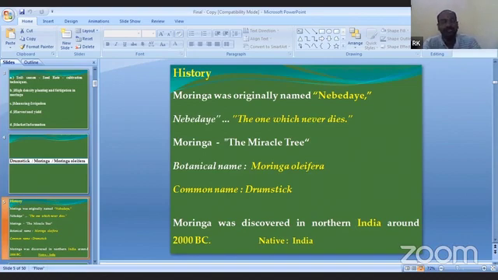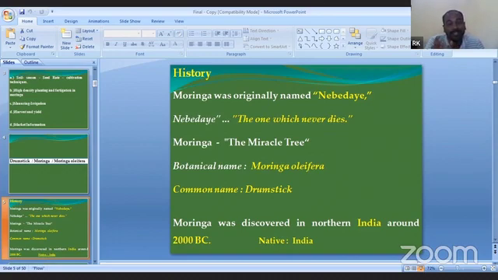After that it became the miracle tree. Then from miracle tree it came to Moringa, then it came to the family. So like that we know about Moringa oleifera, the one which never died. This is the meaning. In the last slide I will discuss that. So Moringa, this tree is a miracle tree.